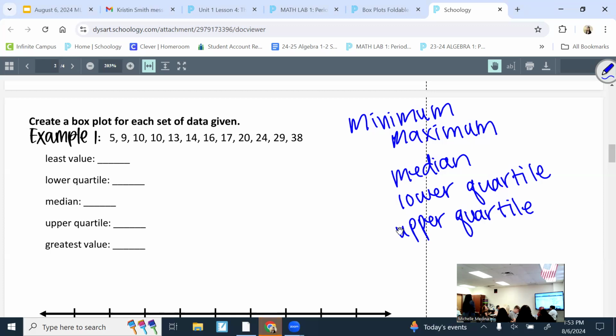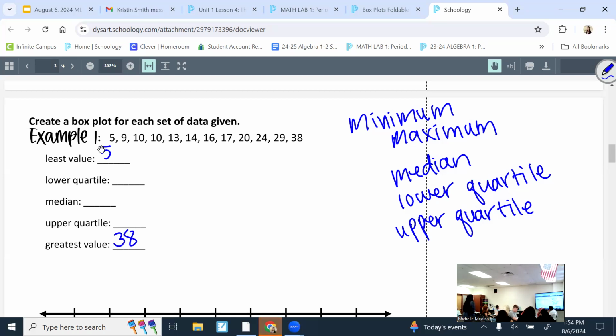You definitely want to make sure, since you have to find the median anyway, that your data set is in order, from least to greatest. This one already is. So my least value is what? My greatest value is what? Those are other words for minimum and maximum.